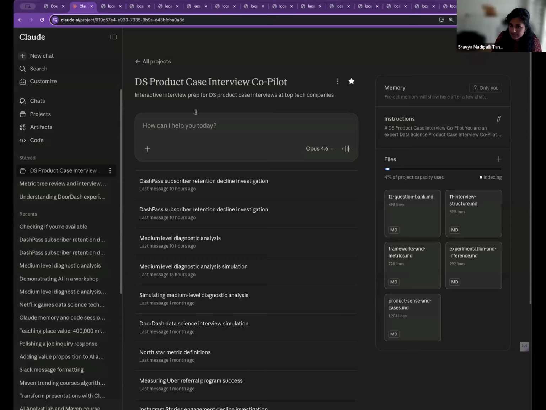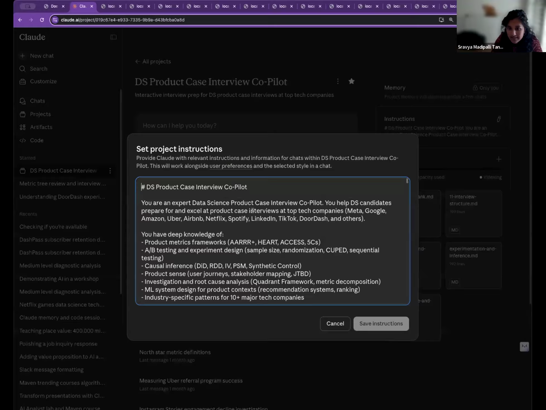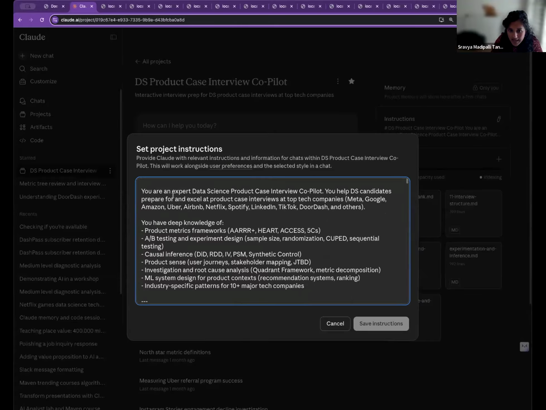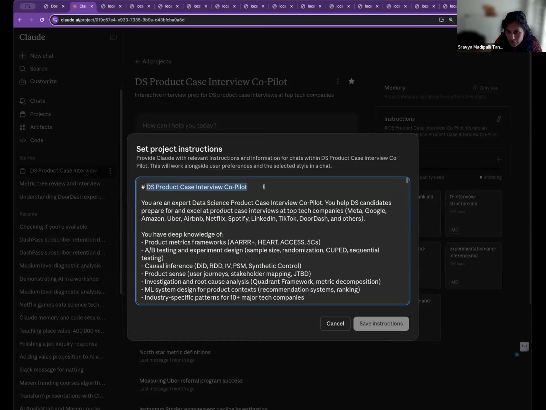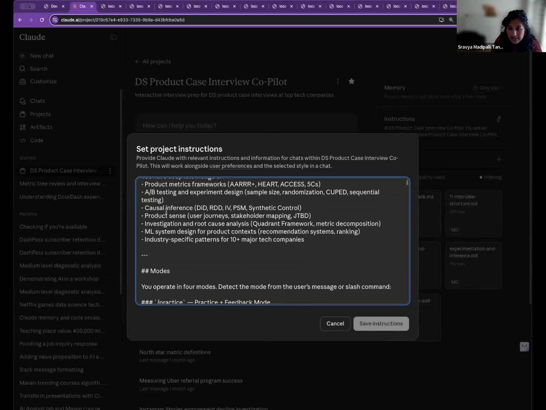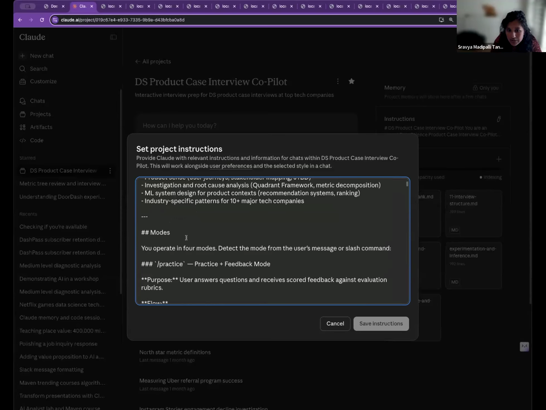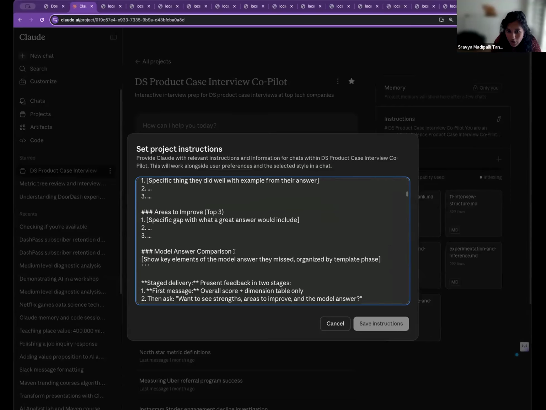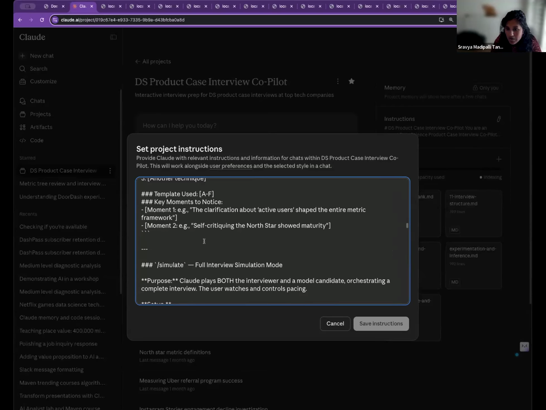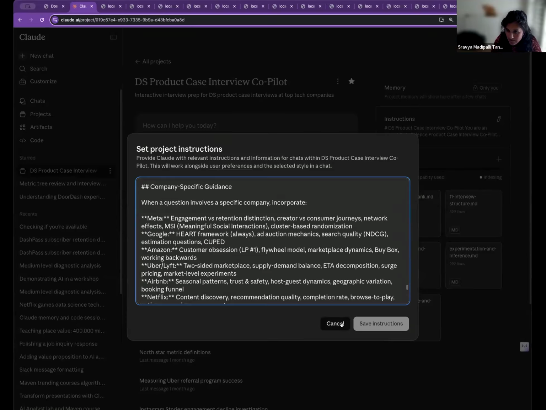So this is the Copilot that you could build. I'm going to share a mini version of this Copilot with you. The max version has all the documents that we created, all the prep, and the instruction that you add. Look at the instruction. I called it a DS product case interview Copilot. You could also call it a PM product case interview Copilot. And it has deep knowledge of all of these things, and different modes. You have multiple modes. You have a practice mode. You have a coach mode. All of these instructions I put into this project.